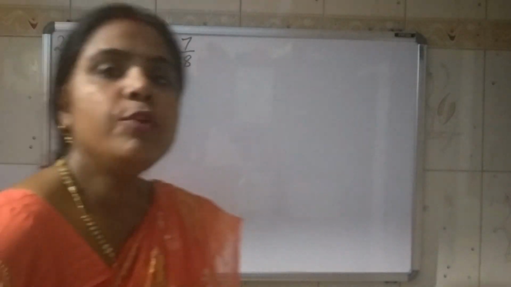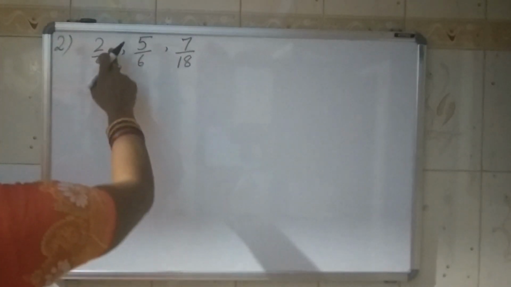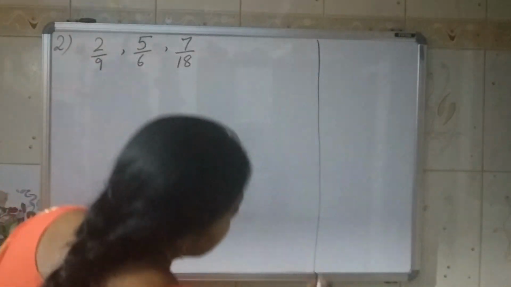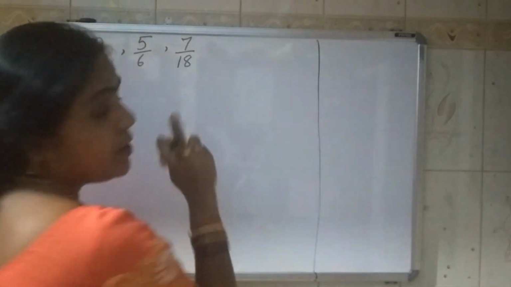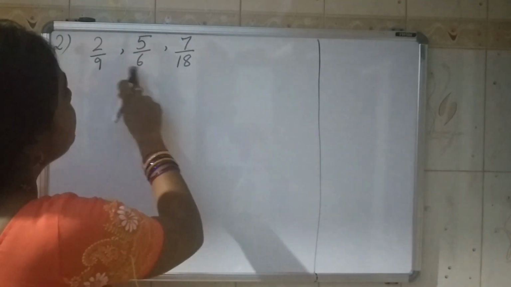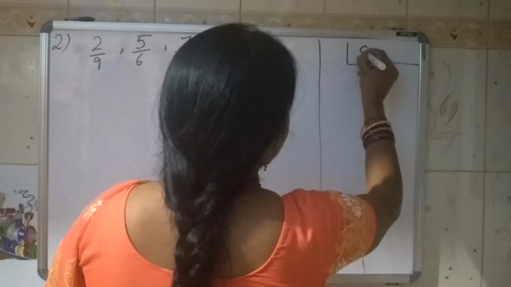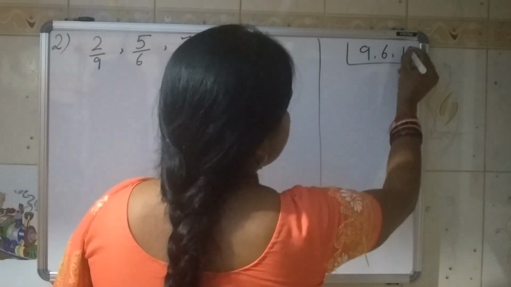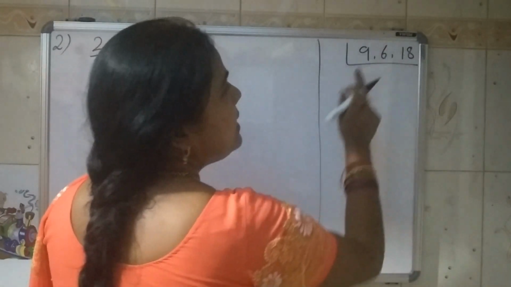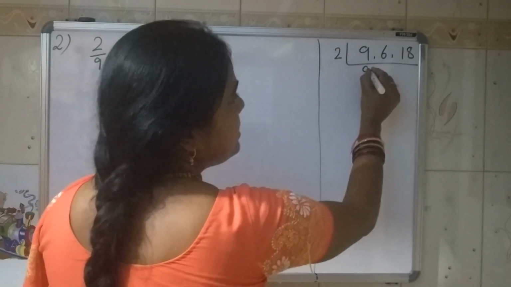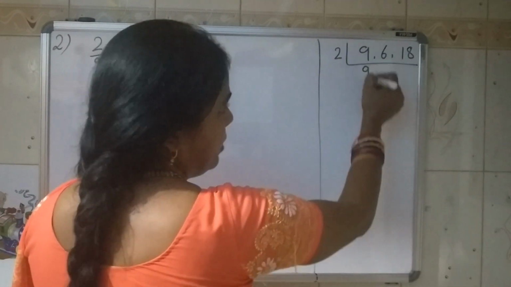Now we are moving to the second example. The second example is 2 by 9, 5 by 6 and 7 by 18. Same thing, we will make a rough column this side. First part, what I explained to you, we have to take out the LCM of 9, 6 and 18. So we will write down 9, 6 and 18. 6 and 18 are divisible by 2. 9 is not divisible by 2, so we will write it down like that only.